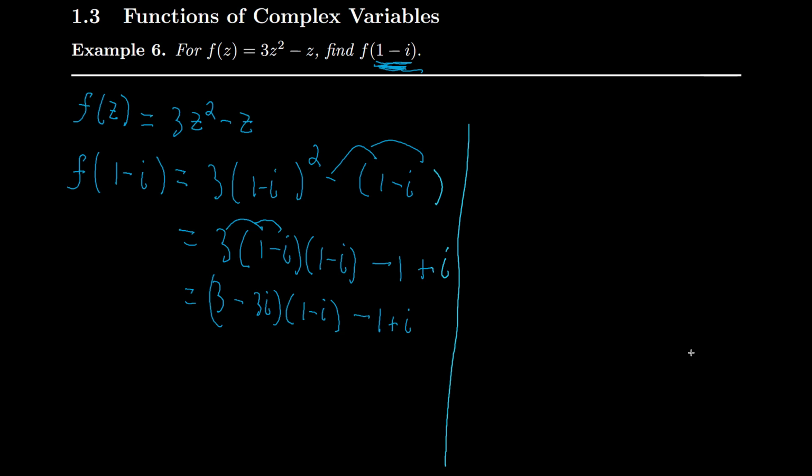And then this minus 1 plus i is just going to hang out here for a little while. Let's try not to go past here. So I'm just going to FOIL this out now. 3 times 1 is 3. 3 times negative i is negative 3i. Negative 3i times positive 1 is negative 3i. And then negative 3i times negative i is a positive 3i squared.